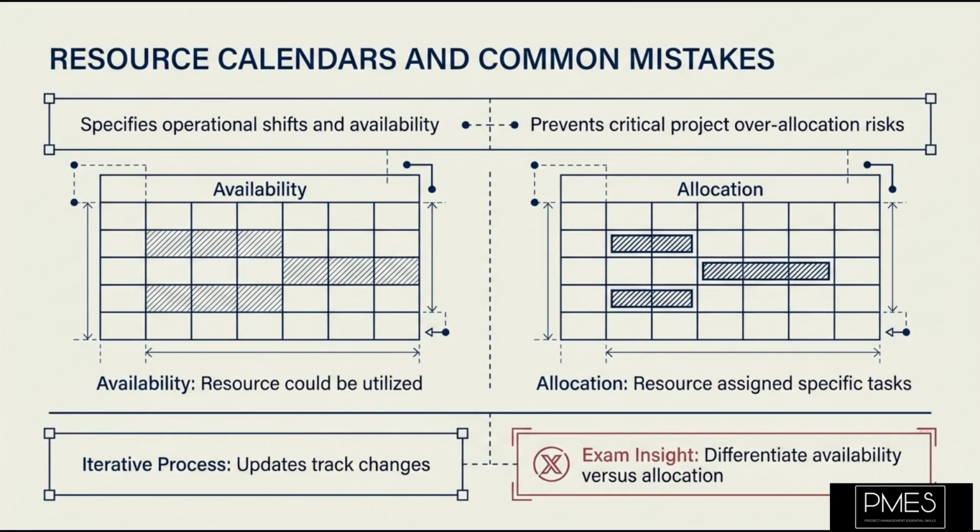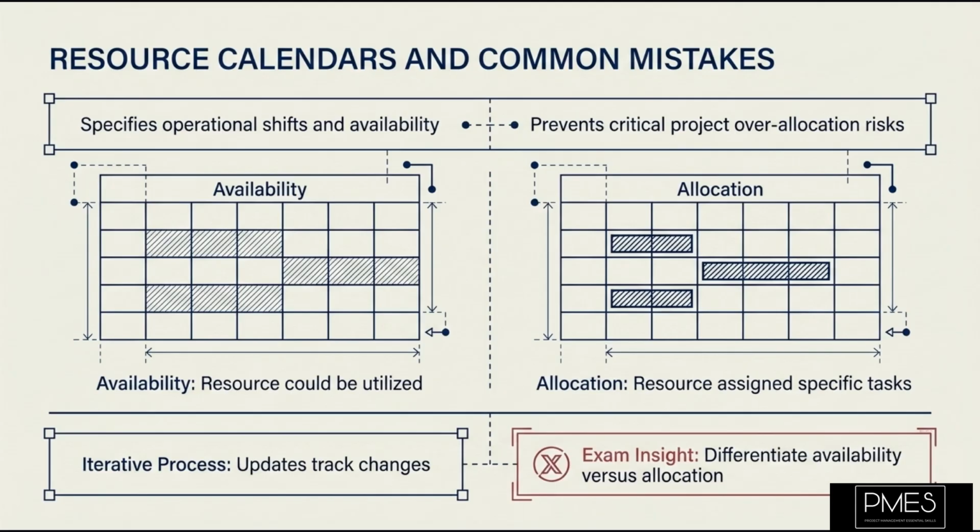Another vital output is the resource calendar. This specifies the working days, shifts, and availability of specific project resources. For example, it might show that a particular expert is only available on Tuesdays and Thursdays, or that a piece of equipment is scheduled for maintenance next month. Having clear resource calendars helps prevent over-allocation and ensures realistic scheduling.